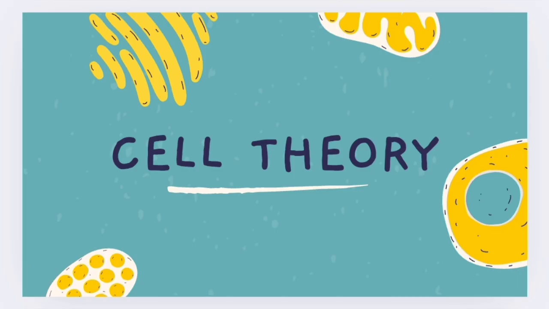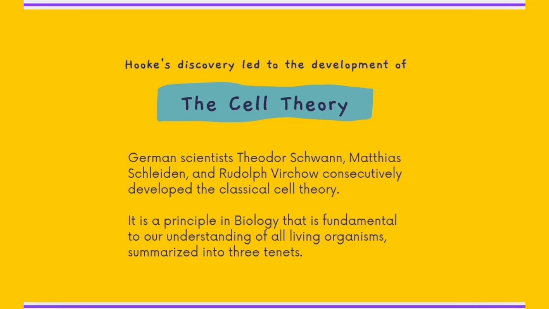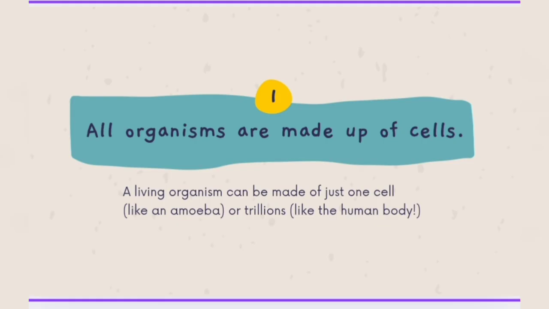Next, moving on to the cell theory. As you all know, this cell theory is given by two scientists, Schwann and Schleiden. By this cell theory, we can know about the three principles of the cell. First one, all organisms are made up of cells.